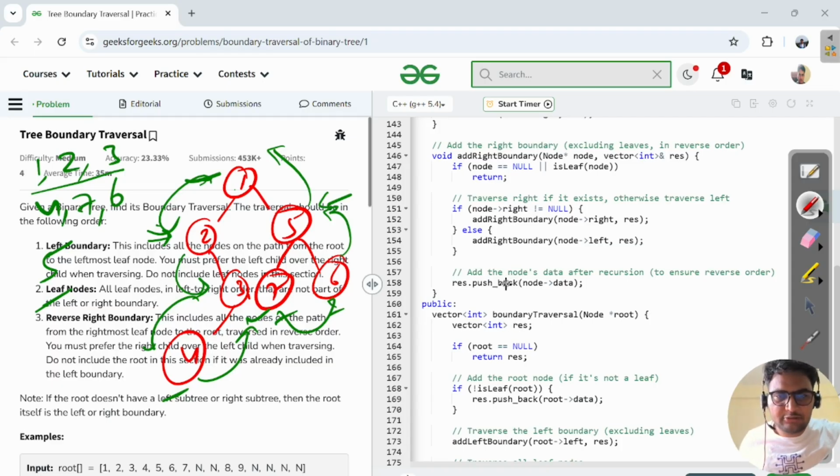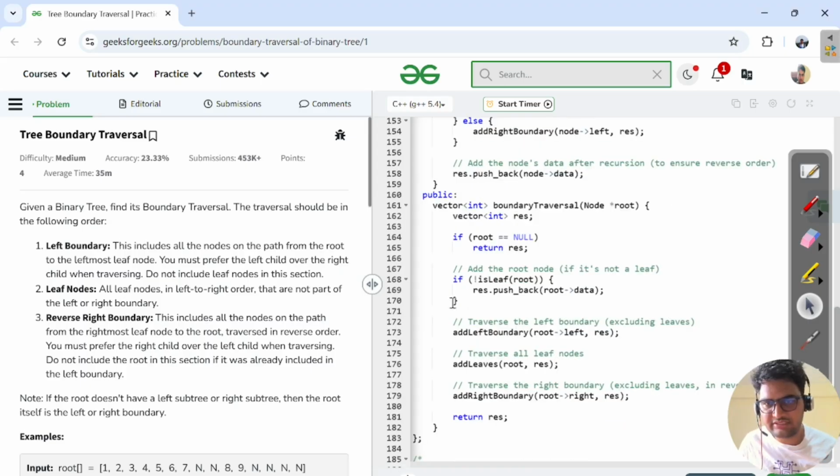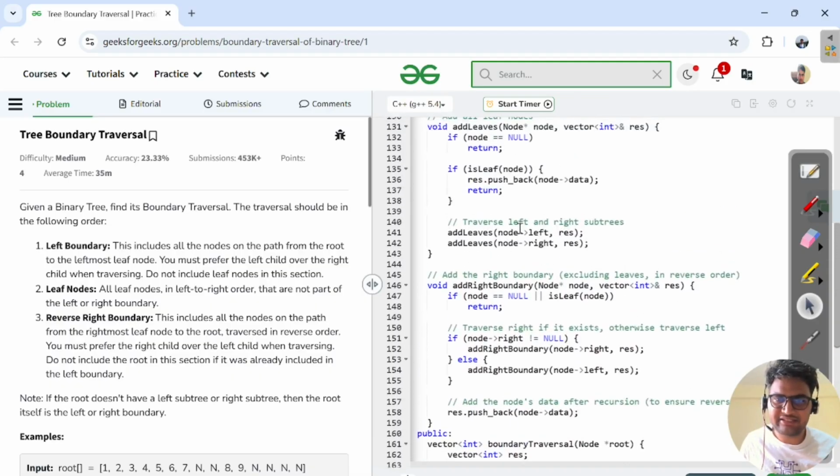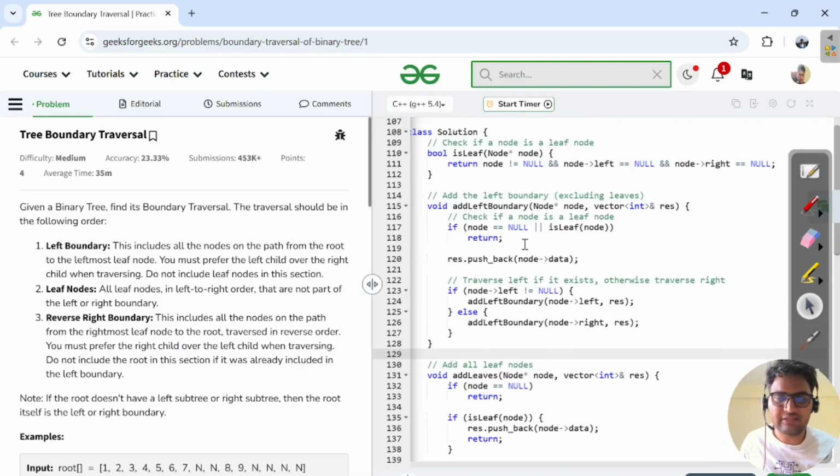So I hope you understood this one. It is a very basic, easy question, right? What you have to do here is just follow the instructions given in the question. Just check for the root null, then write separate code for the left boundary, then leaf nodes, and then the right boundary, right? And then you can add all these to a separate array, and then print that array. Or instead of adding to the array, you can print it right here itself. That is up to you.